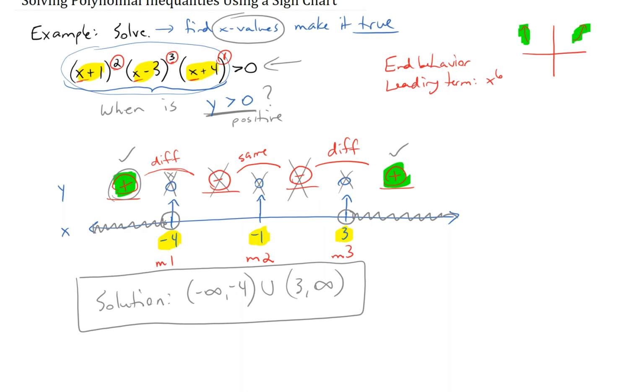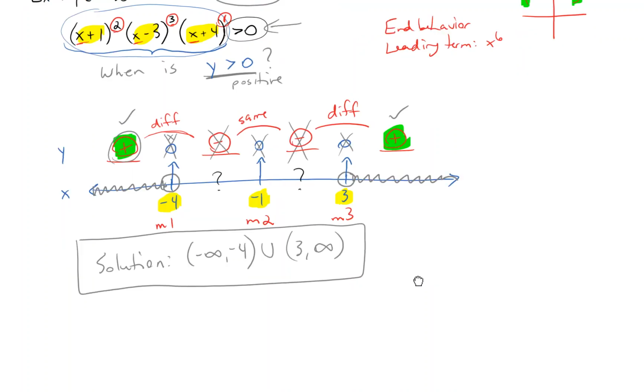Okay? Try it for yourself. Plug in an x value in either of the two shaded regions and see if you get, when you multiply all this together, see if it's greater than 0. And then try something from this region, and see if it's not greater than 0. Okay? Let's do one more example to sort of solidify our understanding of this.